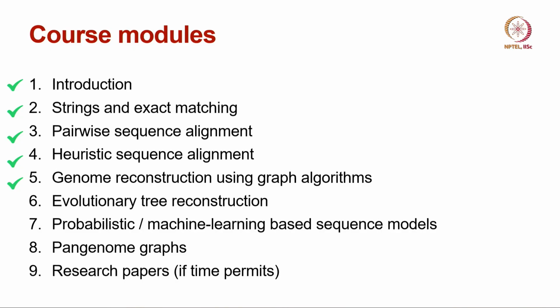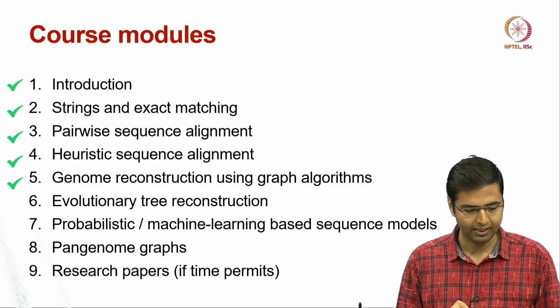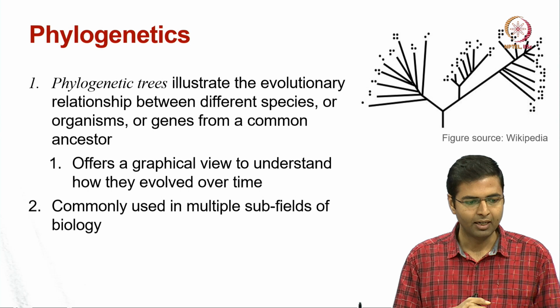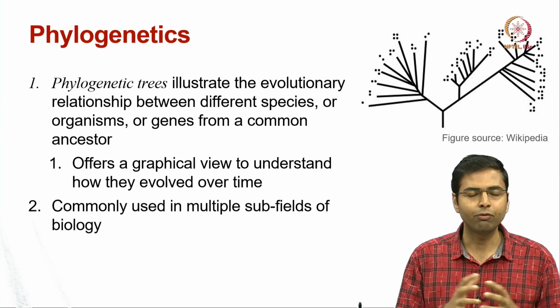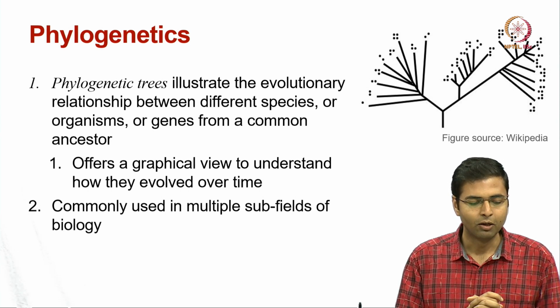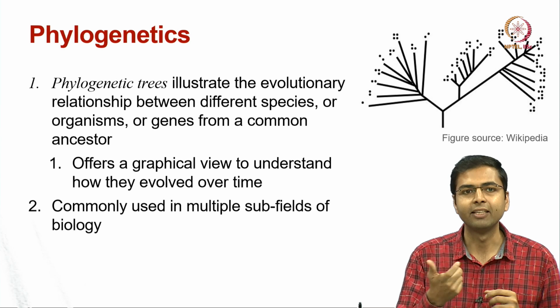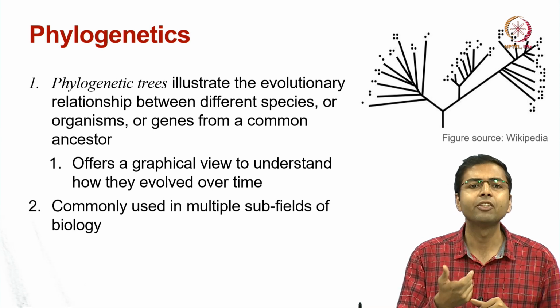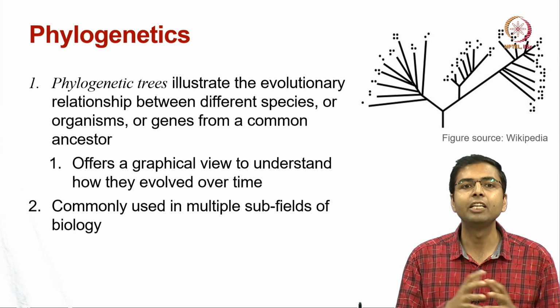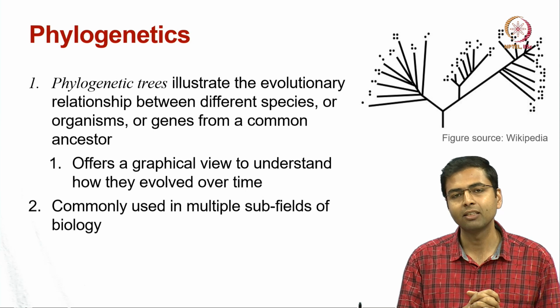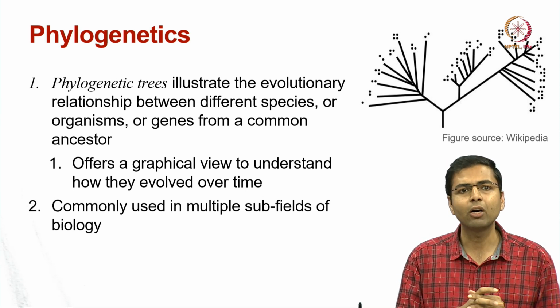We have finished 5 modules of this course and today we are starting the 6th module, evolutionary tree reconstruction. Let me start with the basics of phylogenetics. So, what is a phylogeny tree? A phylogeny tree illustrates the evolutionary relationship between different species or organisms or genes from a common ancestor.